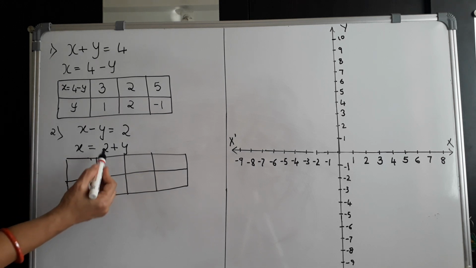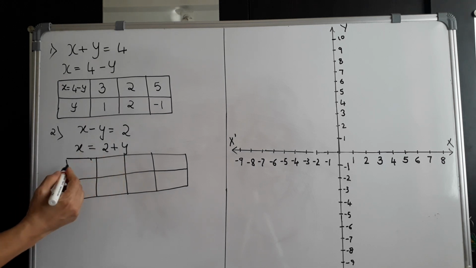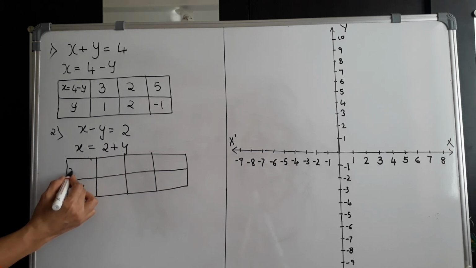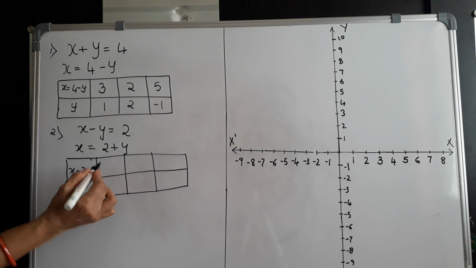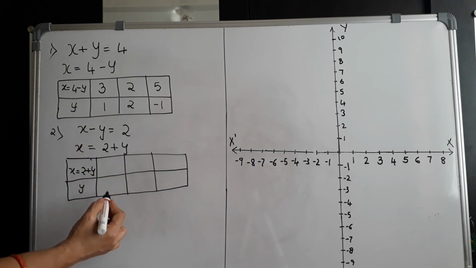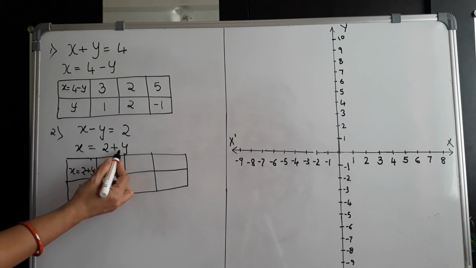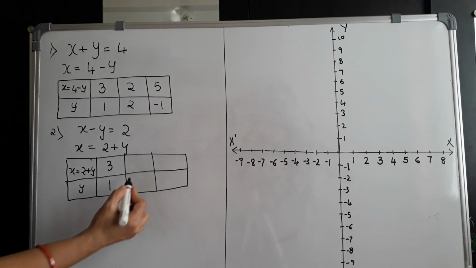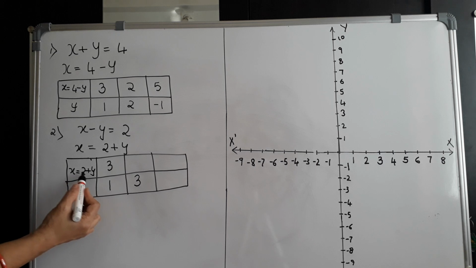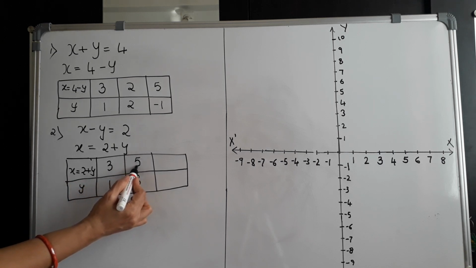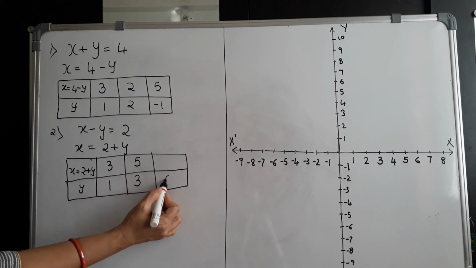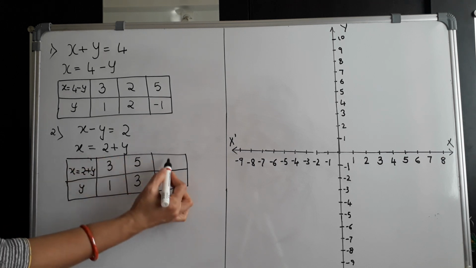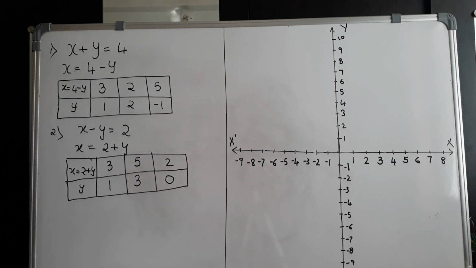So here we have y's value we have to assume, and this will be x is equal to 2 plus y. So here if we take y as 1, we get x value as 2 plus 1, 3. If we take y as 3 suppose, then the value of x will be 2 plus 3, 5. And suppose we take y as 0, then the value of x will be 2. Let us take one more example.